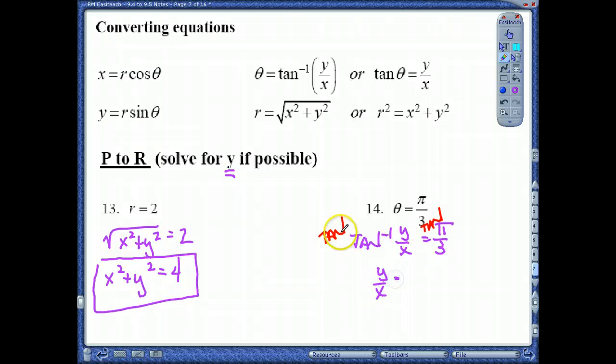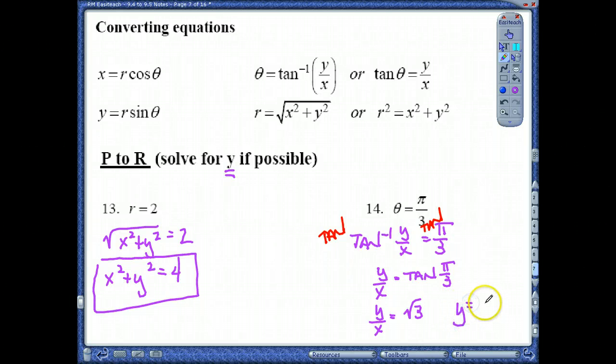Okay, so tan, inverse tan, they cancel each other out. So we've just got the y over x. We've got the tangent of pi over 3. Okay, well, what is the tangent of pi over 3? Okay, if you said square root of 3, you're correct. If you said something else, I still love you, but you're less correct.